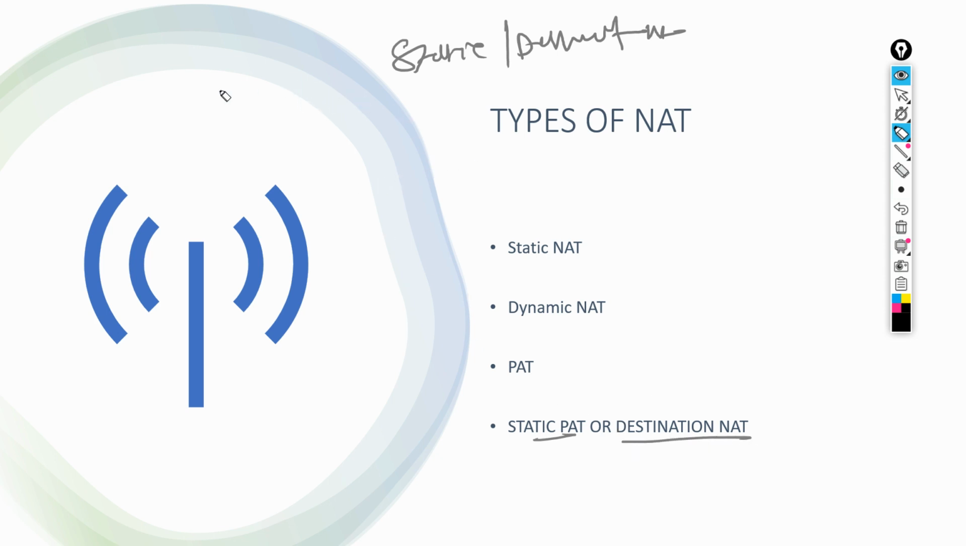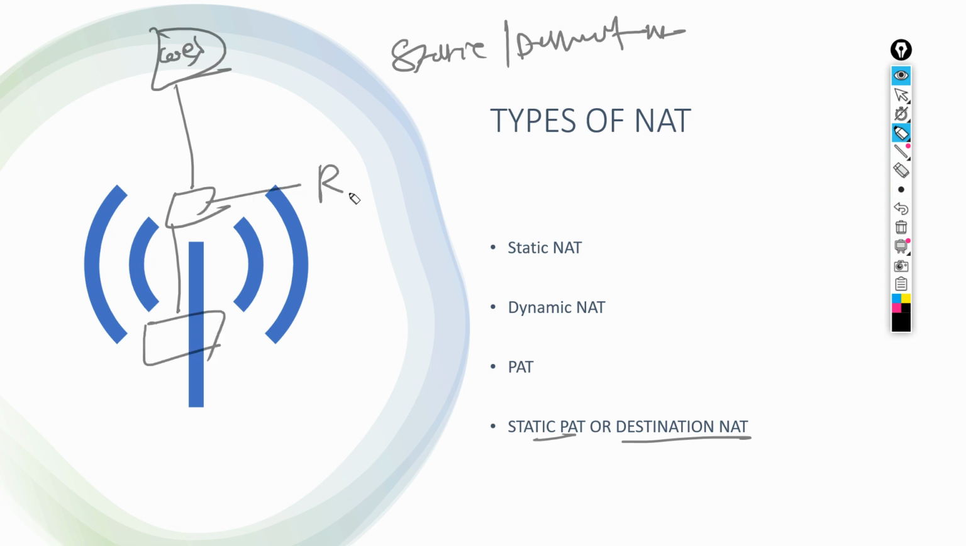Now we are talking about destination NAT, or static PAT. Static PAT and destination NAT are both the same, only the name is different. Let's suppose we have some servers, like a web server in my network, which is connected with the switch. I have one more web server that is also connected with my switch to the router. This time we'll use a firewall, and the network is there.